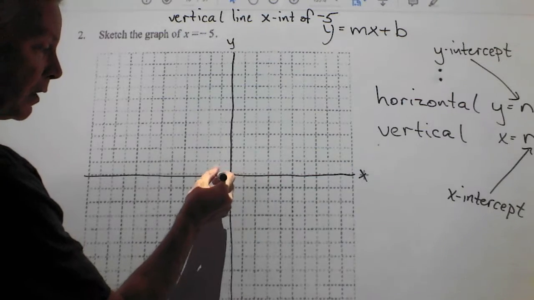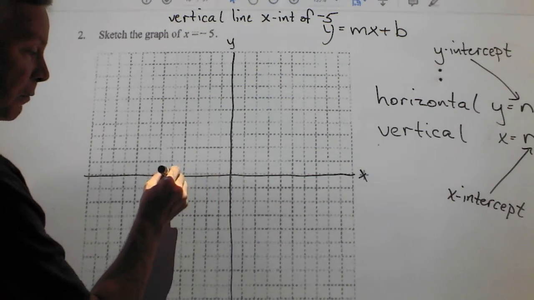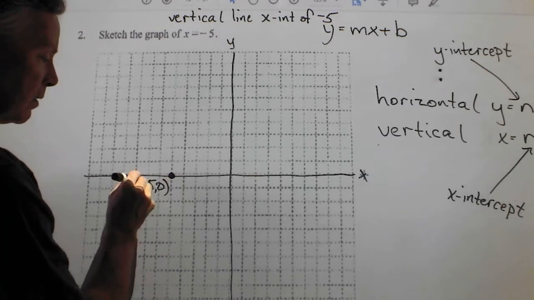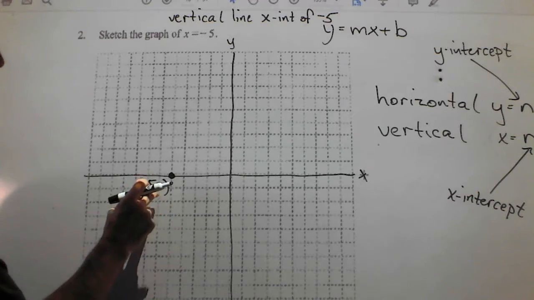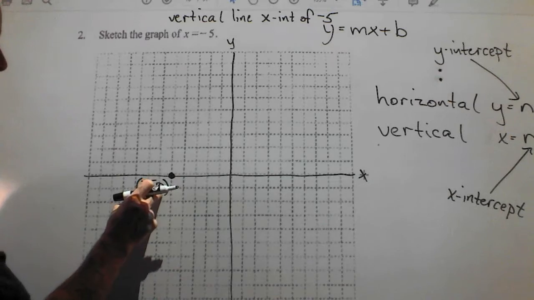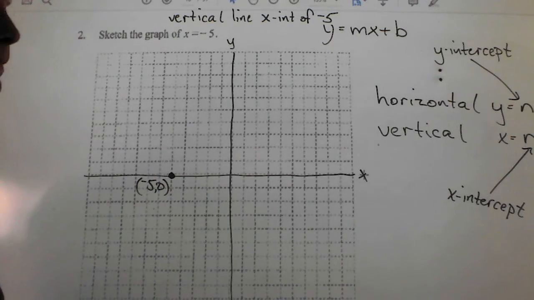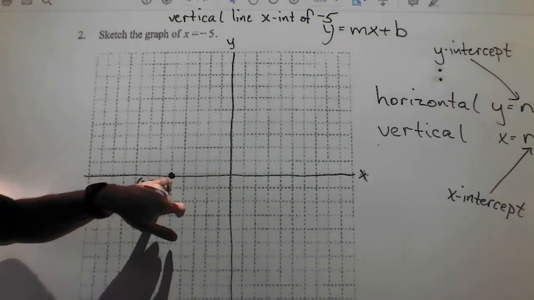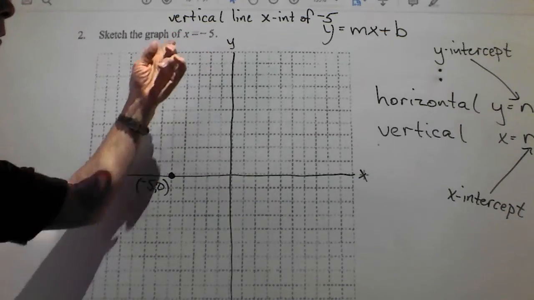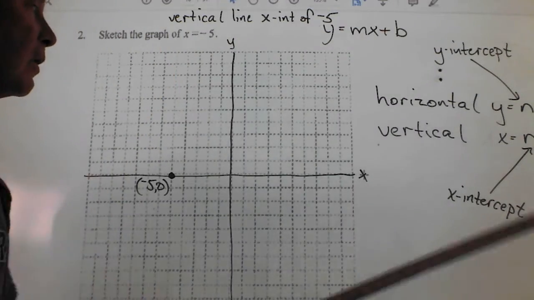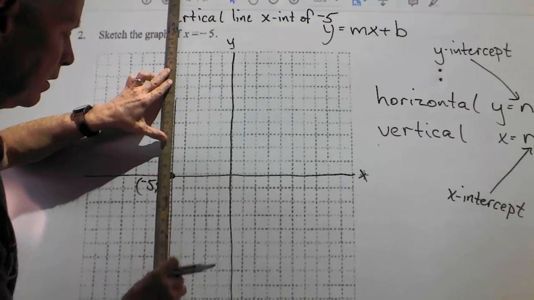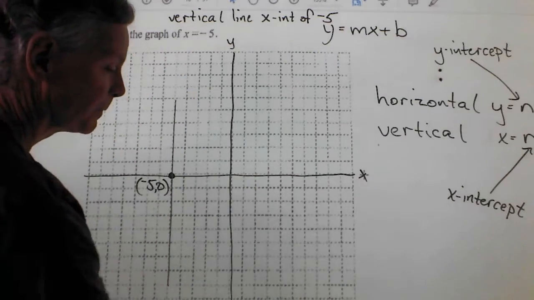Well, where is that? 1, 2, 3, 4, 5. My x-intercept is right here at -5 and 0. Remember, for the intercepts, one of the coordinates will always be 0. Okay? For the x-intercept, it's the y-coordinate that will always be 0. Now that I know where it crosses the line, and I know because it's only got one variable, and that variable is x, I know that it's a vertical line. So, easy. There we go. Sketch the line. Okay?